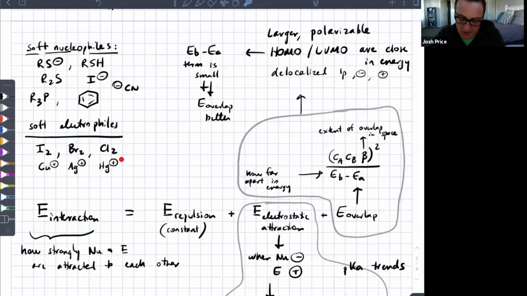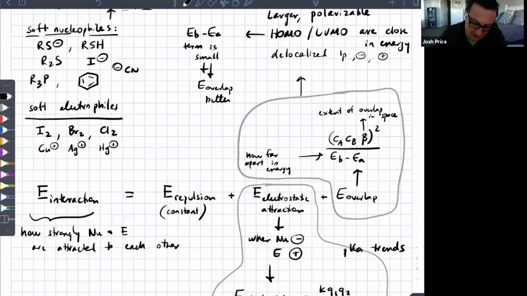The ability of mercury and mercury cations to bind sulfur is one reason why thiols used to be called, and some people still call them, mercaptans, because they capture mercury. I didn't know that. I thought that was kind of interesting.